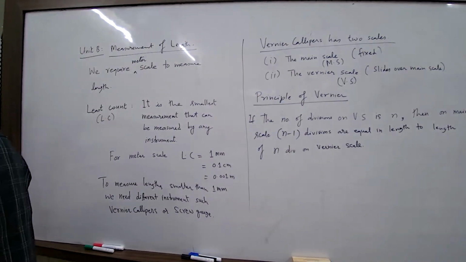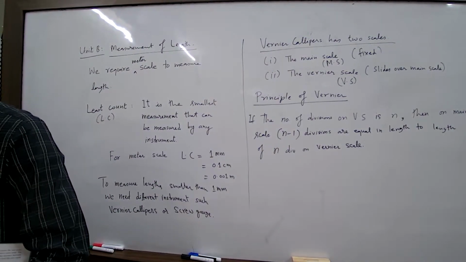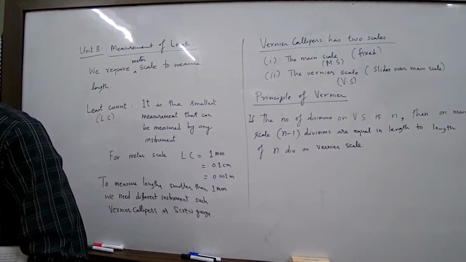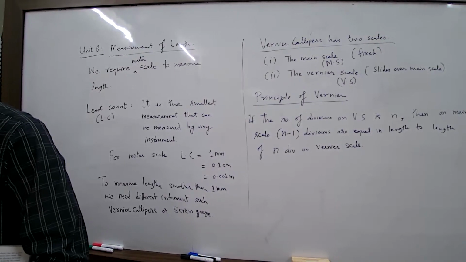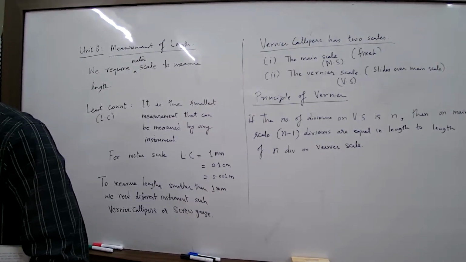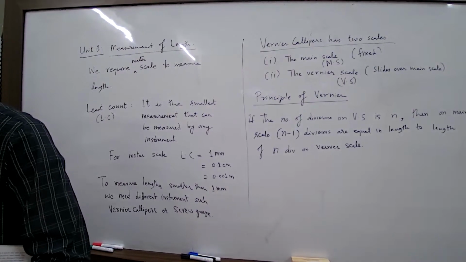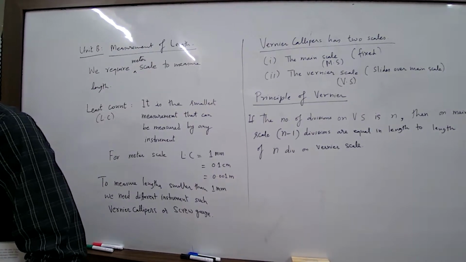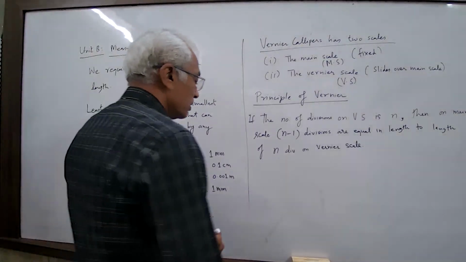Look here. In this diagram, the gray shaded one, you have marking from 0 to 10. In this length, only 9 divisions of the main scale will fit in. Understood? This is the principle of vernier. 10 divisions of vernier scale in length are equal to 9 divisions of main scale in length.